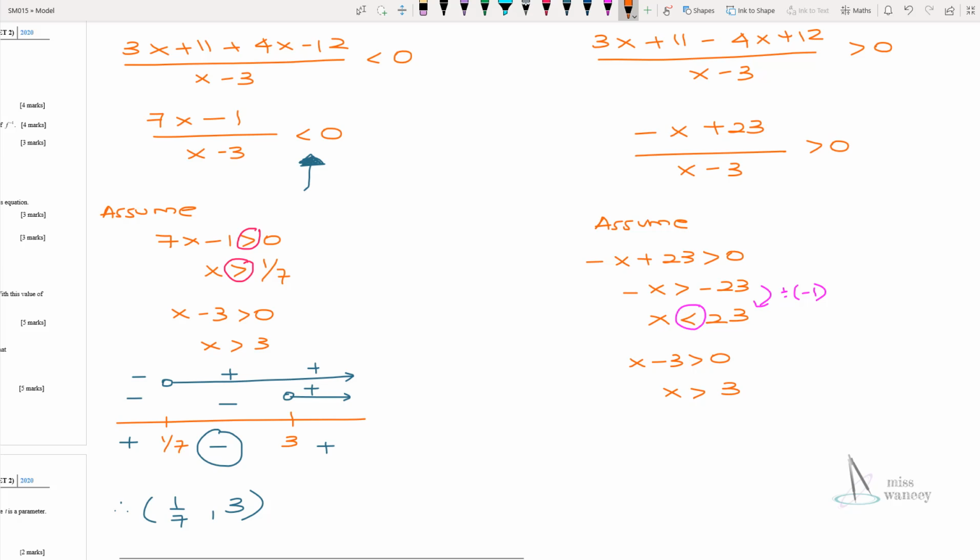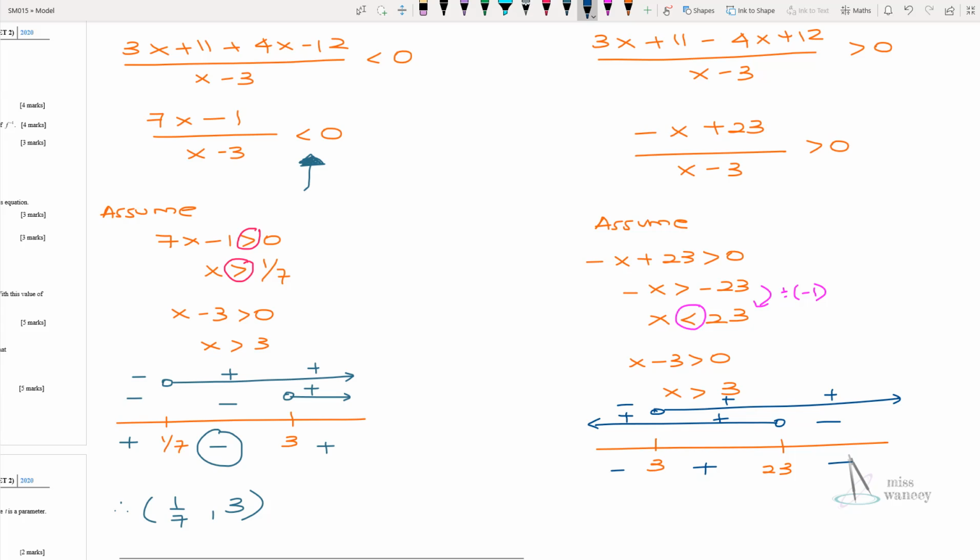So now the number line. So we got 3 here, 23 there. Okay, so 3 is greater than, going to the right hand side; less than, that means I'm going to the left hand side. We are assuming them to be positive, so on top of my line, everything should be positive. Those without the line, negative, so negative, positive, negative. Okay, so referring to the last fraction before I assume, I want them to be positive, so my answer should be right in the middle. So this is 3 to 23.